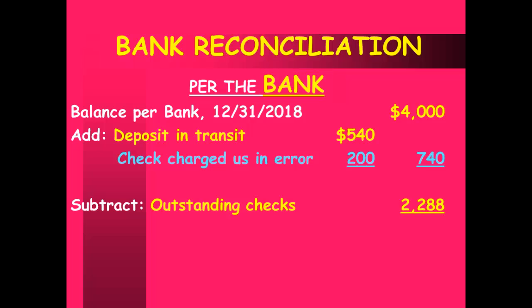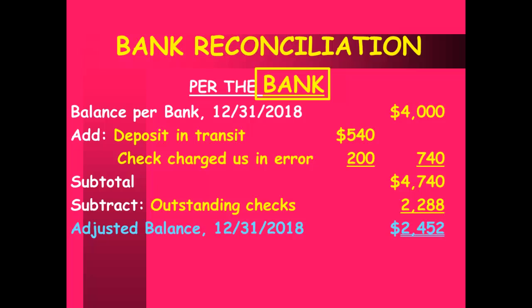Notice we had a beginning balance of $4,000. We have two items to add. One is $540, one is $200. $540 and $200 is a total of $740. We're going to get a subtotal. If we take the $4,000 plus the $740, we get a subtotal of $4,740. We're going to subtract the $2,288, and we have an adjusted balance per the bank of $2,452.